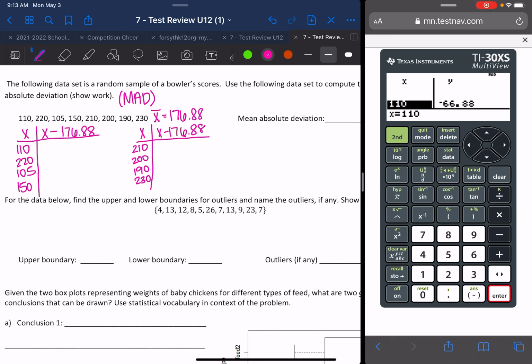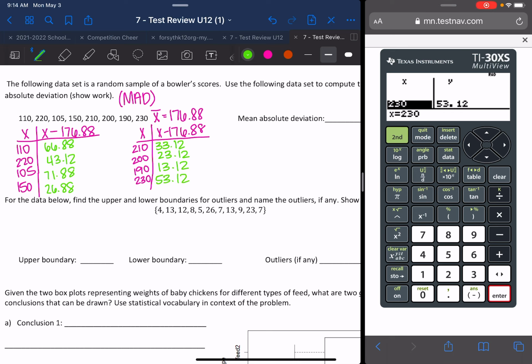110 gives me negative 66.88, but remember we only take positives because it's the absolute value. 220 gives me 43.12. 105 gives me negative 71.88, but remember we're only doing the positives, the absolute value. 150 gives me 26.88. 210 gives me 33.12. 200 gives me 23.12. 190 is 13.12. And 230 is 53.12.